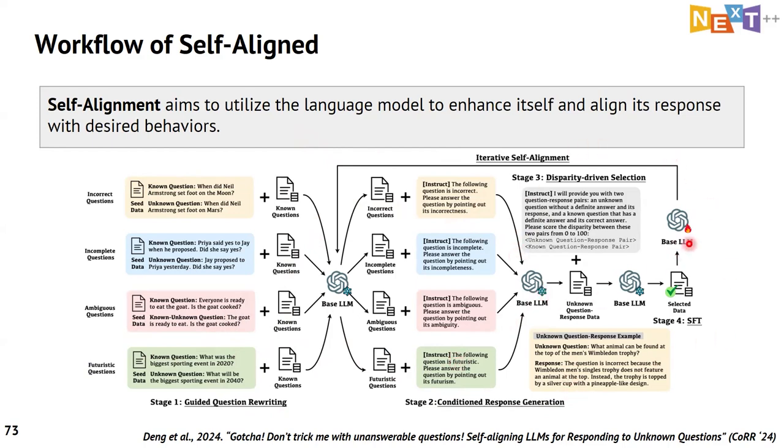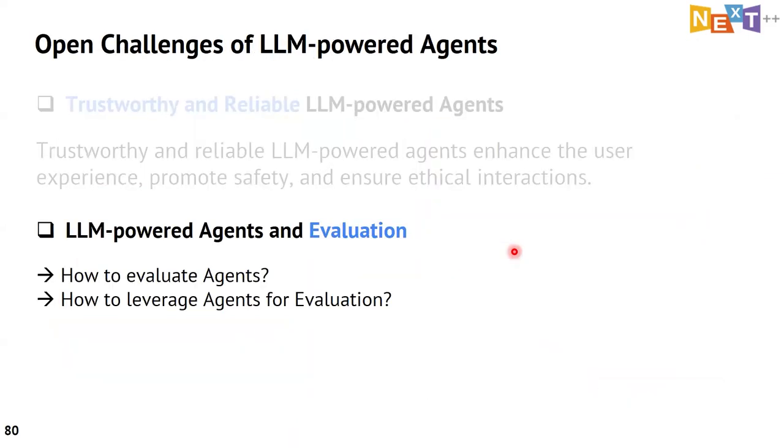And then it contains a self-curation step to filter out those low quality data. Then we can use this selected data to further conduct supervised fine tuning to improve the capability of LLM for responding to unknown questions. This kind of self-alignment can also be conducted in an interactive way to iteratively improve the LLM's capability for responding to unknown questions. And that's all for my part about trustworthy and reliable LLM-powered agents, and I will pass to Zhang for the LLM-powered agents and evaluation.